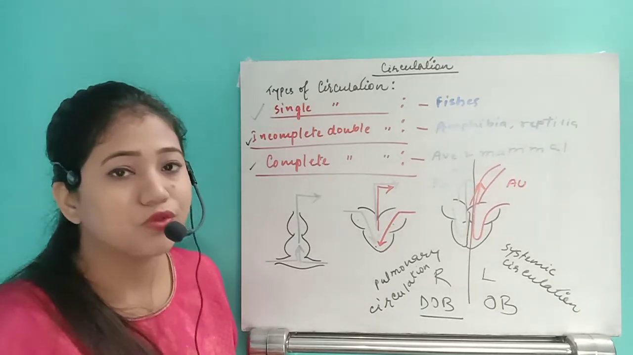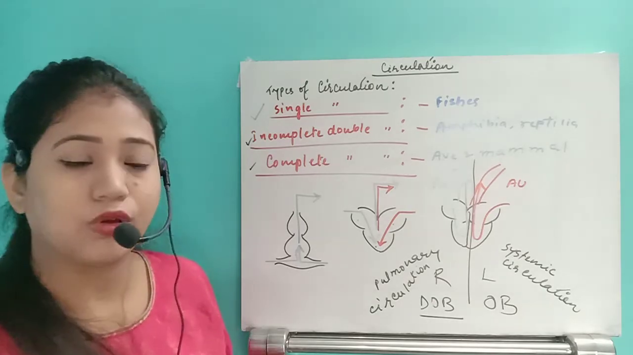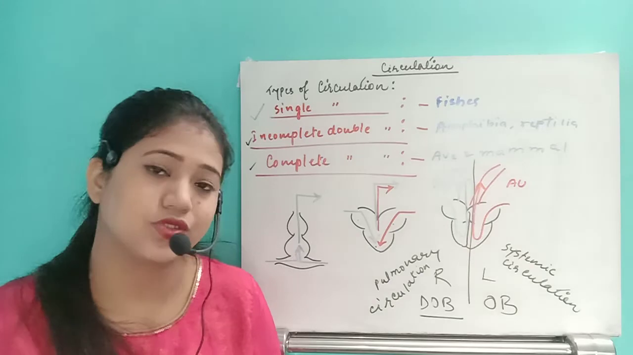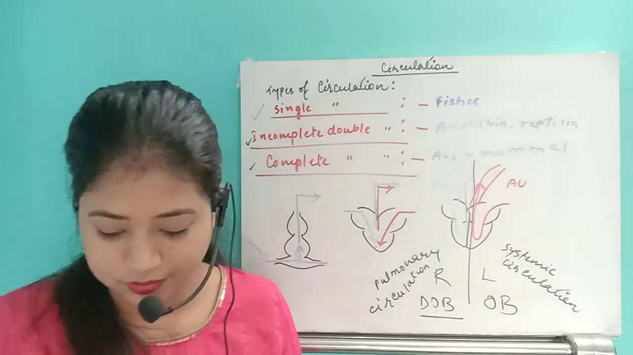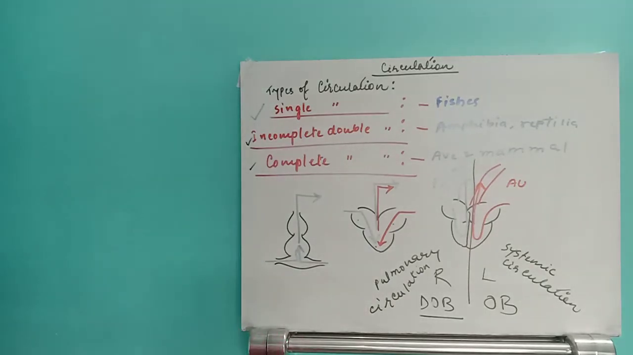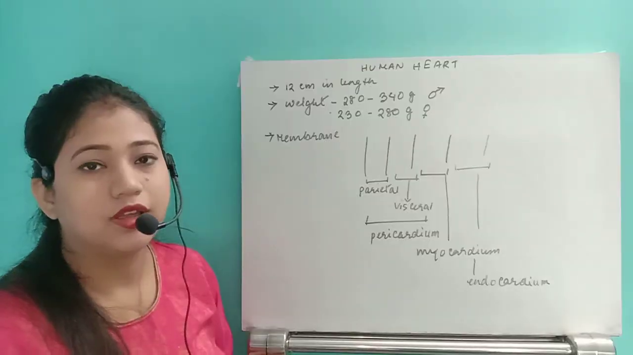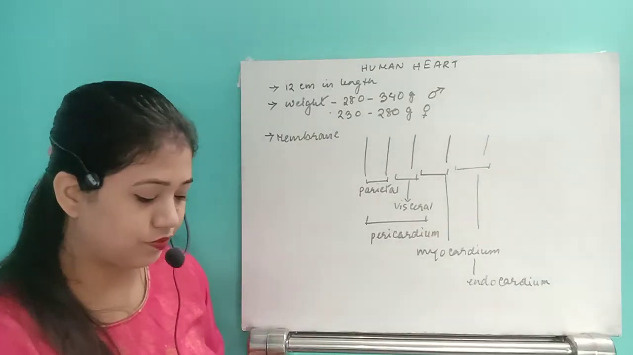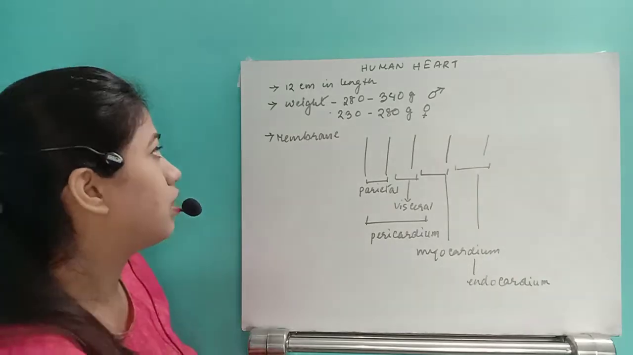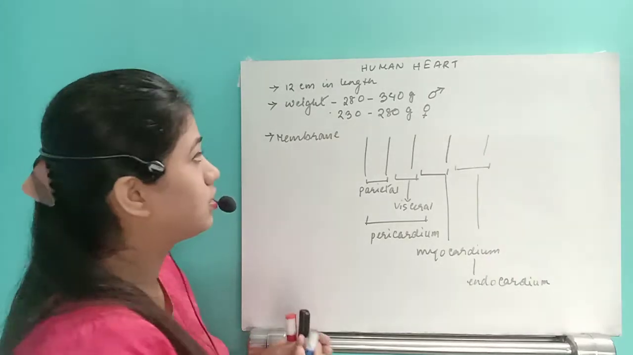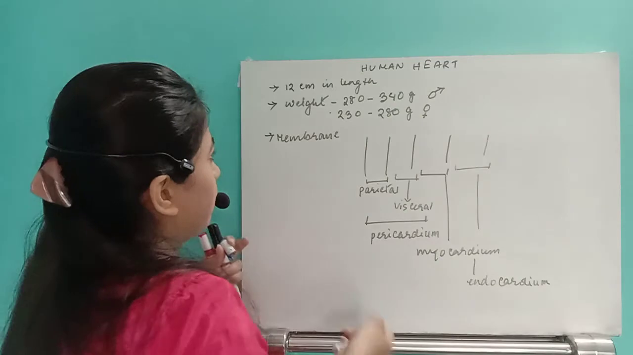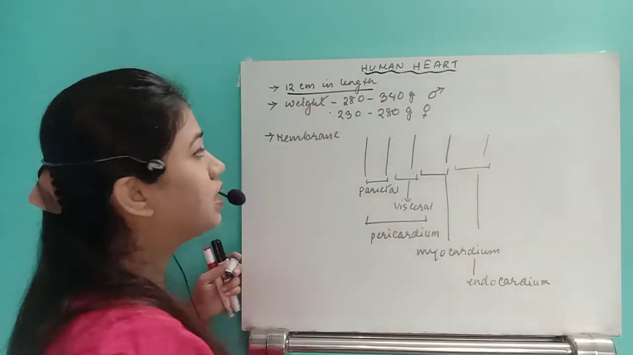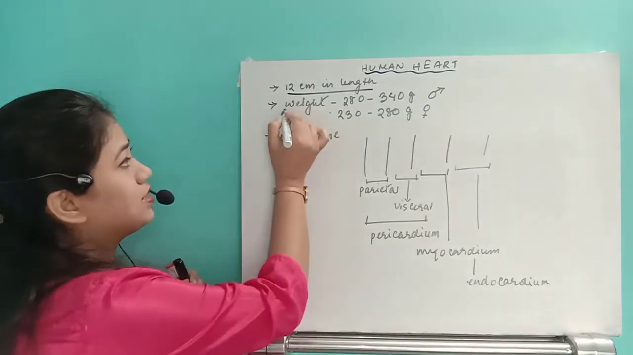After that, let's move to the structure of the heart and how it works. Okay, let's move to that part. Let us see the human heart introduction first of all. When it comes to the measurement of the heart, it is around 12 centimeters in length.